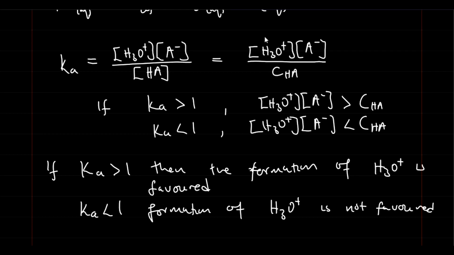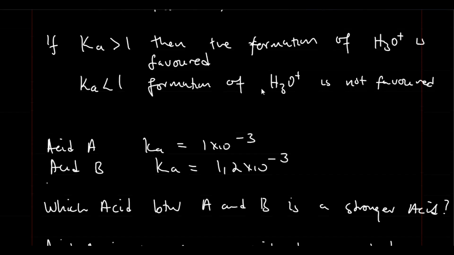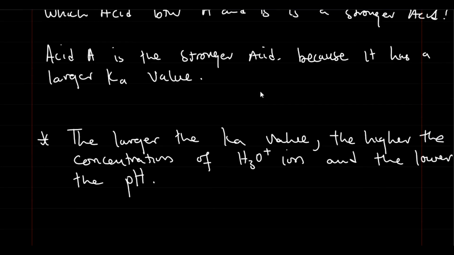Okay, so now, meaning the larger K value will mean that we have more of the hydronium ion as what the acid itself inside the water. Okay, so now, the larger the Ka value, the higher the concentration of hydronium ion, and the lower the pH, and vice versa.